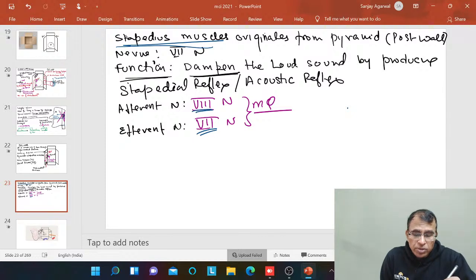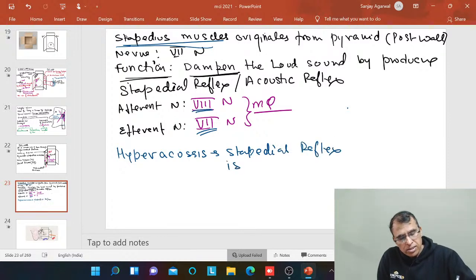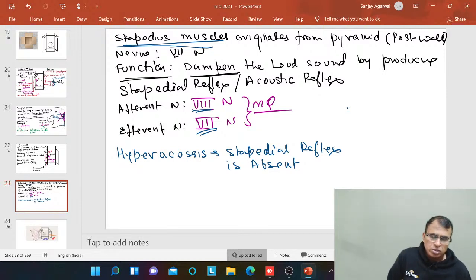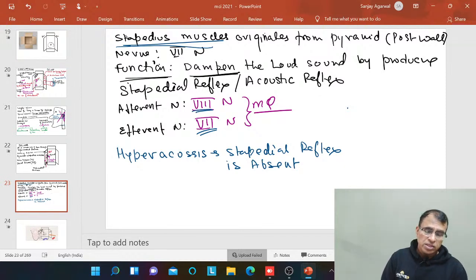You need all three. If anything is damaged, you cannot have a reflex. And if you do not have a reflex, that condition is called hyperacusis. Hyperacusis means the stapedial reflex is absent. This is the meaning of the word hyperacusis, that the stapedial reflex is absent. Whatever could be the cause, maybe there is a problem in the stapedius muscle, maybe the 7th nerve, maybe the 8th nerve. So these are the points about the stapedius muscle and its function, and everything is important here.